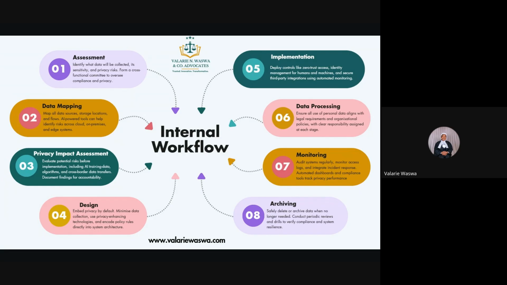Okay, so once you have assessed and done data mapping, the next thing you want to do is PIA, which is privacy impact assessment, commonly known as PIA. What this is, is that you're now evaluating what are the potential risks before you start implementing the processing of certain category or categories of personal data. This also includes different types of data. It could be AI training data. So let's say if you're coming up with an AI product or system, it could be algorithms, it could be cross-border data transfers. So let's say the kind of work that you do, data moves from Kenya to Germany and back to Benin and all of that.